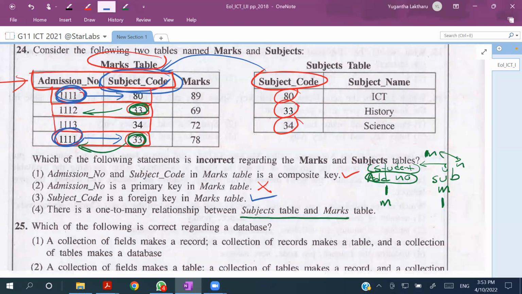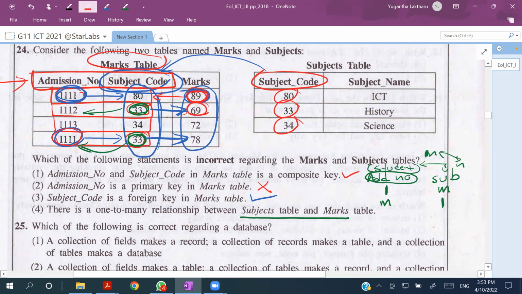So in that case, we have to figure out the subject code and the marks, right? One subject code has many marks. Can you see that? 33 has 69, 33 has 78. But if you consider one particular mark, it has only one subject. It belongs to a specific subject code. One particular mark is for one particular subject. So it can be taken as a true one, right?